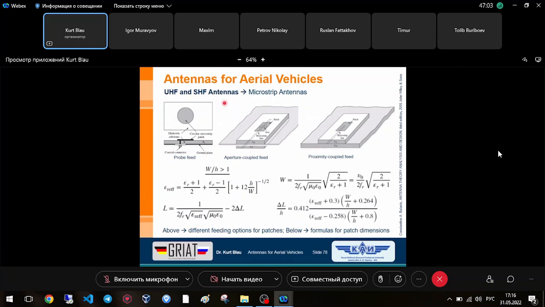And in this sketch here, we can see another type of feeding. Here in this case, we have a so-called probe feed antenna. It means we have here the coaxial connector on the bottom side of the full metallization, which is in our case named ground plane. Then we have here to etch a small circle out of this metallization.